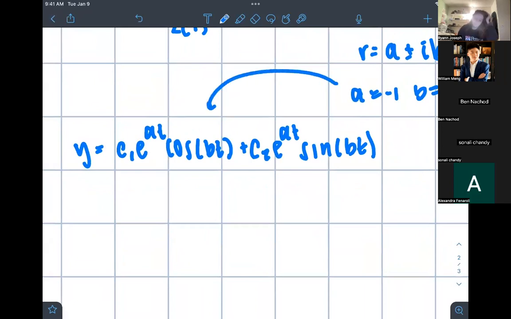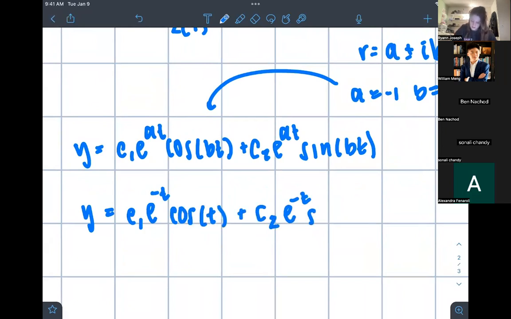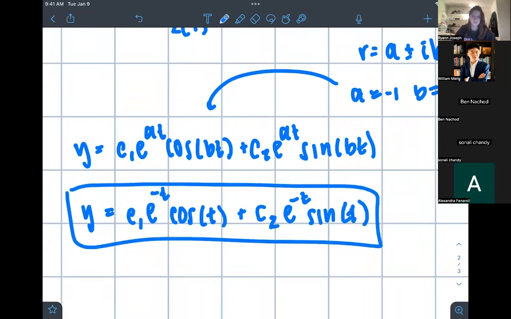Given that, I'm just going to plug these values in. So y is equal to c1 e to the negative t, since a is -1, times cosine of t, since b is equal to 1, plus c2 e to the negative t sine of t. And that's your solution.